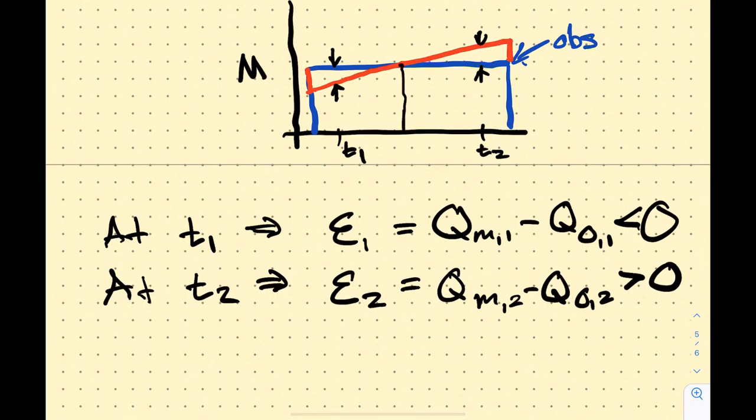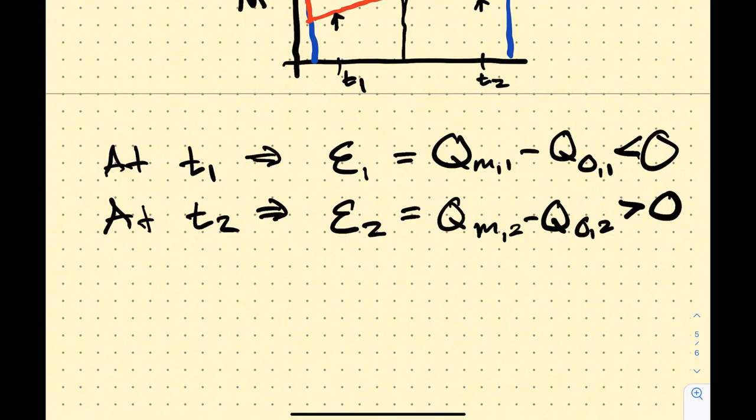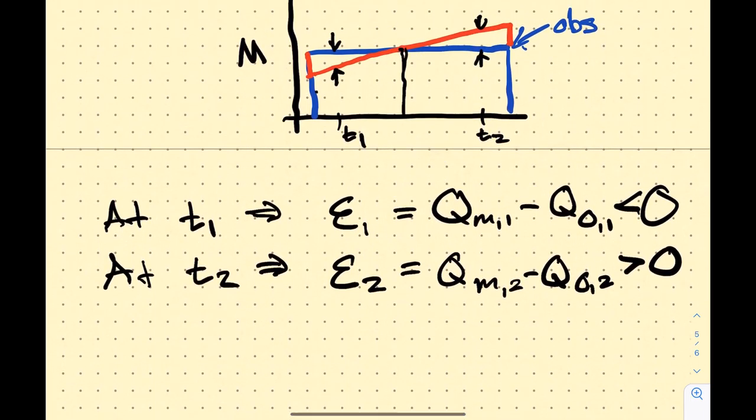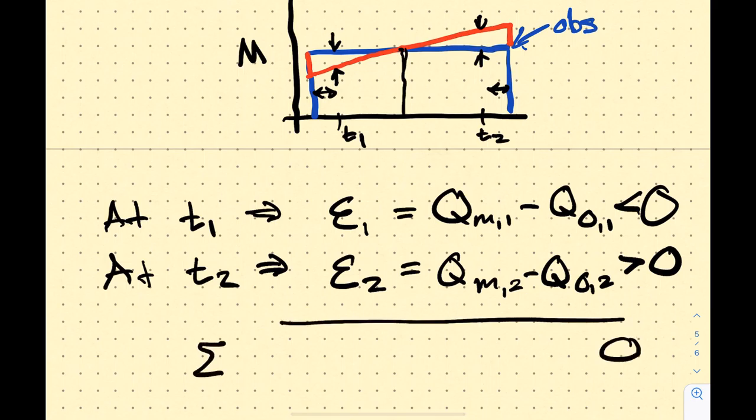And the point at which they cross is exactly midway in the period in which we're evaluating our model performance, okay? So let's say that these are equal distances away from the edges. If this line crosses midway through this calibration period, the slope is constant, and T1 and T2 are exactly the same time away from the beginning and the end. If we add these two errors together, considering their sign, what are we going to get? Zero error. Yeah, exactly. So if we sum these, we're going to get zero.